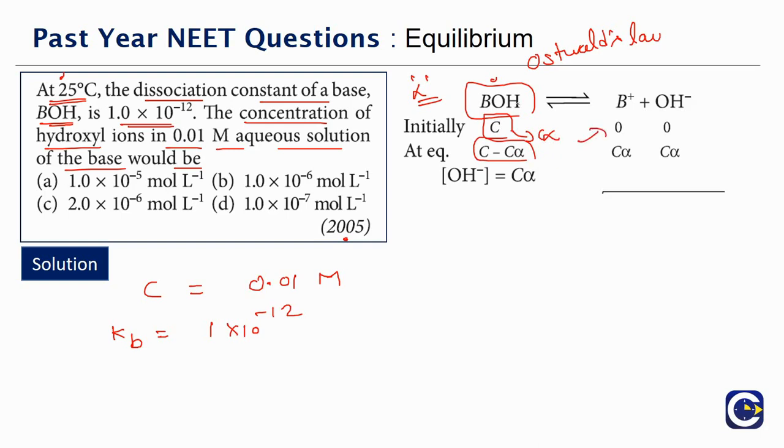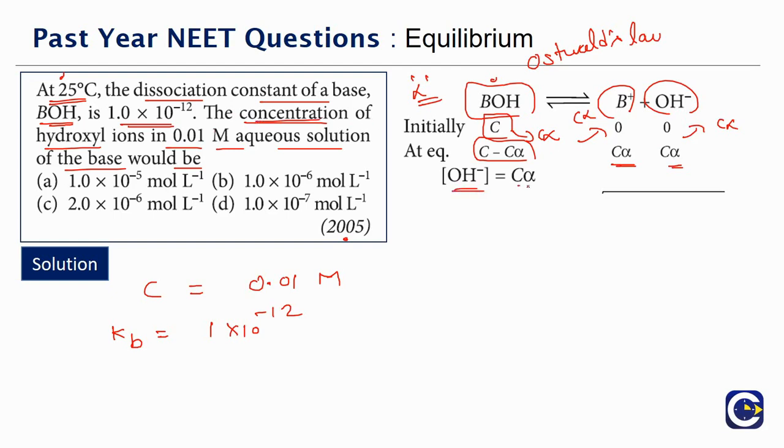And since every one base molecule gives one B plus ion and one OH minus ion, the amount of B plus formed, whatever is the amount of the base consumed, same amount of the B plus will be formed, means C alpha will be formed. Whatever is the amount of base consumed, same amount of hydroxyl ions also will be formed, C alpha. So what we see is the value of OH minus concentration. That's what we have to find here. What do we need to find? We need to find the concentration of OH minus.